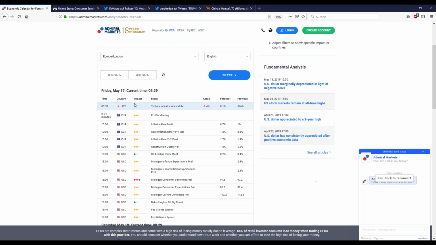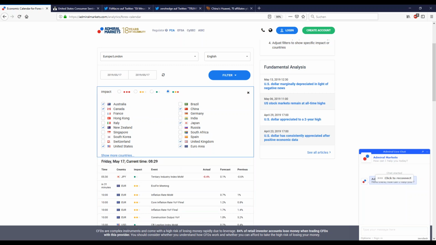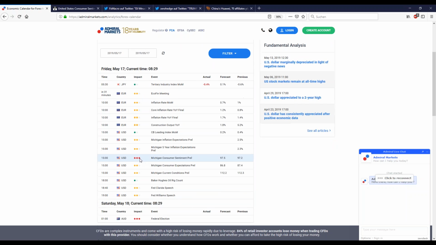Some of you probably wonder, how is it possible to filter it the way I did? Therefore, you can not only here click on the time span you want to look at. In this case, today is Friday, the 17th of May, but also here filter function. When you click on it, you can check the boxes of the countries you want to look at here, and then also of the impact. What you can see in this case is that today there's only one high impact event in the afternoon.